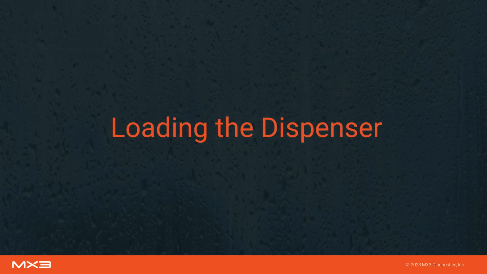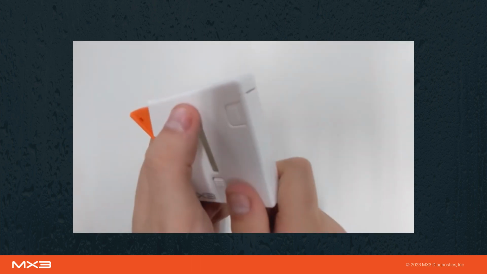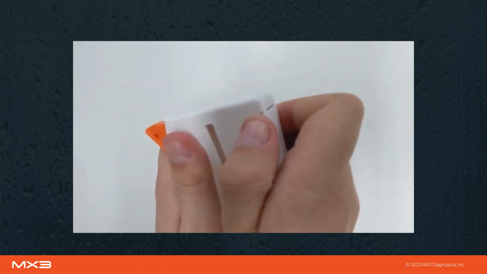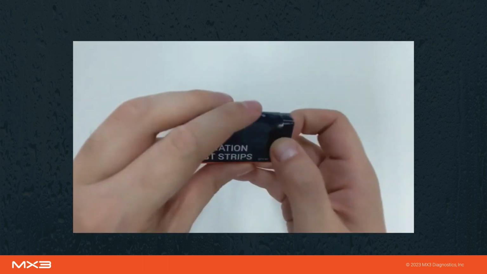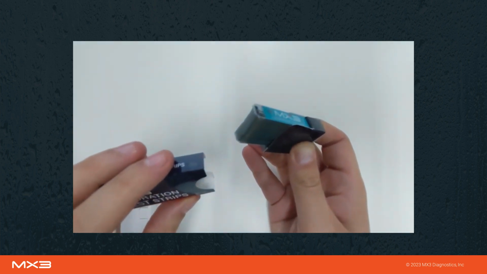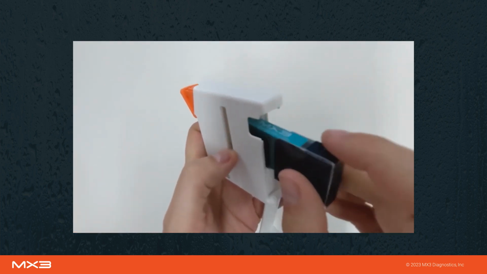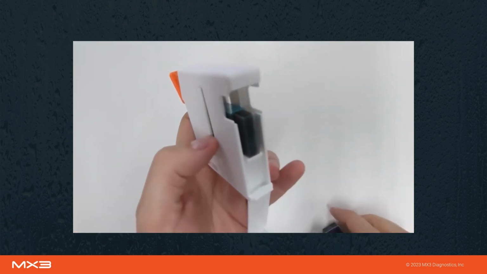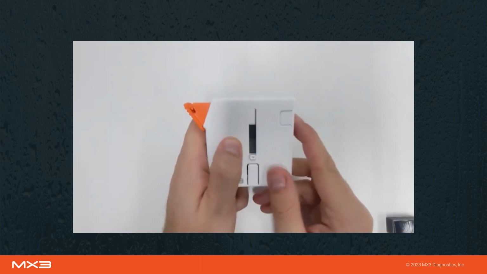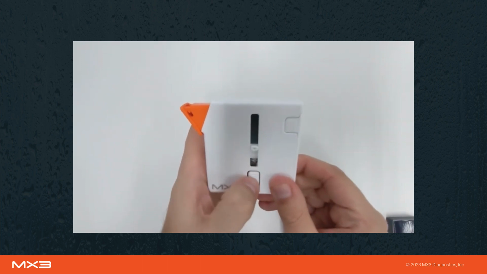Before taking measurements, you should first load the MX3 Dispenser. First, push down on the spring until it locks, then open the dispenser. Open a new packet of test strips and slide the inner sleeve out, keeping the base tilted to prevent strips from sliding out. Insert the test strips and tilt the dispenser, allowing test strips to slide into the dispenser. Lastly, close the dispenser and push the tabs to release the spring.